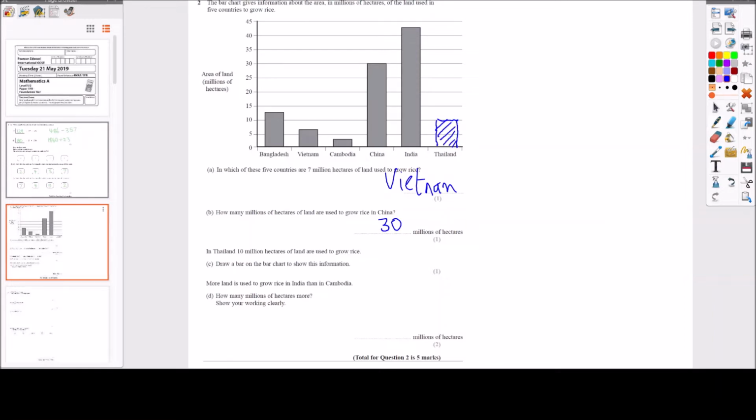And more land is used to grow rice in India than in Cambodia. How much more? Well, India's up here. So as long as you've got something around 43, there was leeway in the mark scheme because it's not that obvious. Just make sure you've got something between 40 and 45. 43 looks about right. And then Cambodia is here. So obviously between 0 and 5, I'm going to say 3. But again, anything between 0 and 5 was allowed. So the difference between 43 and 3, 43 take away 3 is 40.